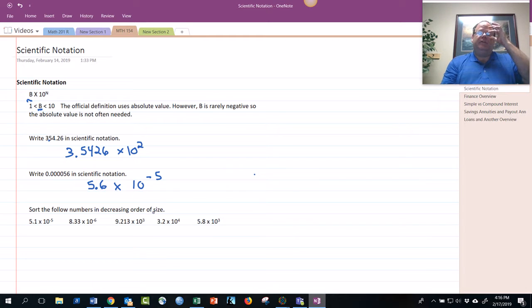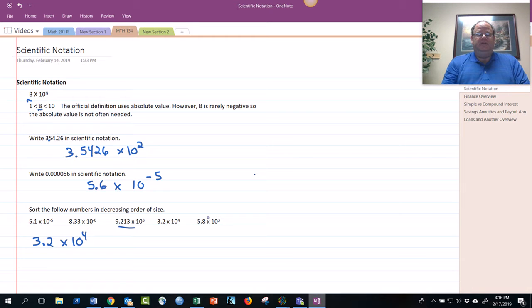All right, so the last thought for this one. You're going to get some questions where you're going to be asked to sort scientific notation numbers in order. All right, so this is going to be decreasing order. In other words, biggest first. So what you do is you just look for the biggest exponent. So here we have a -5, a -6, +3, a +4. Well, the biggest exponent is the +4, so that'll be the biggest number. 3.2 times 10 to the 4th.